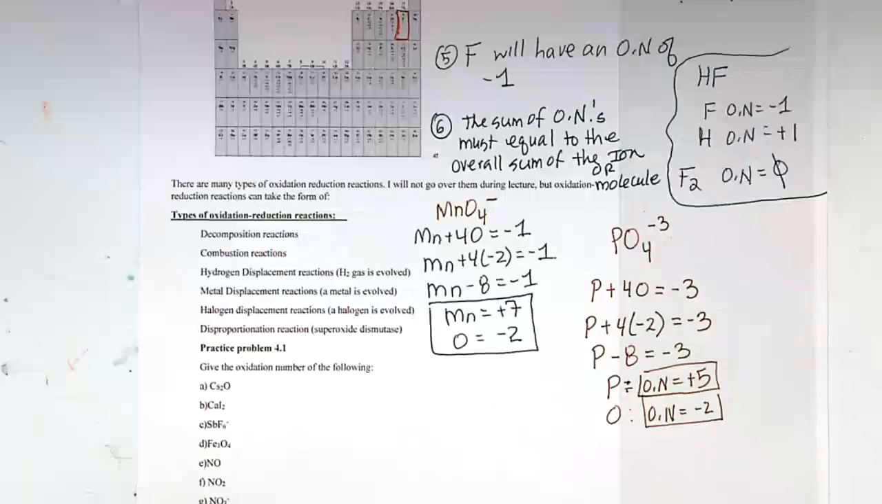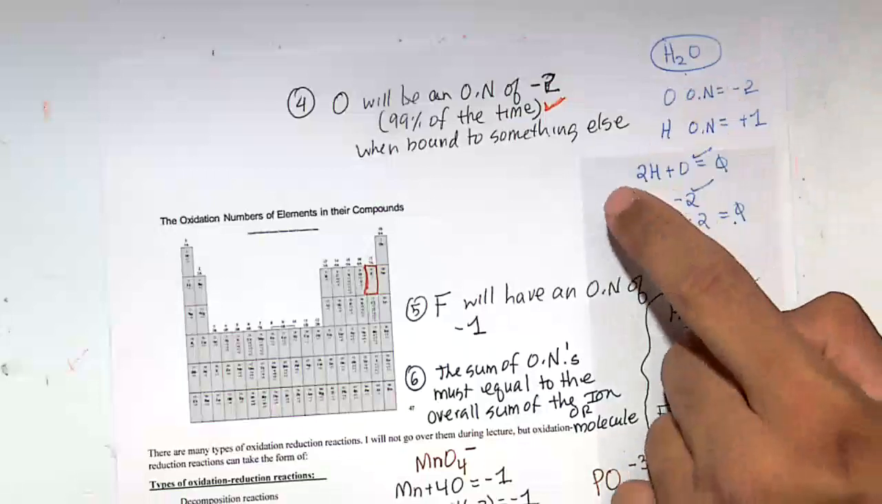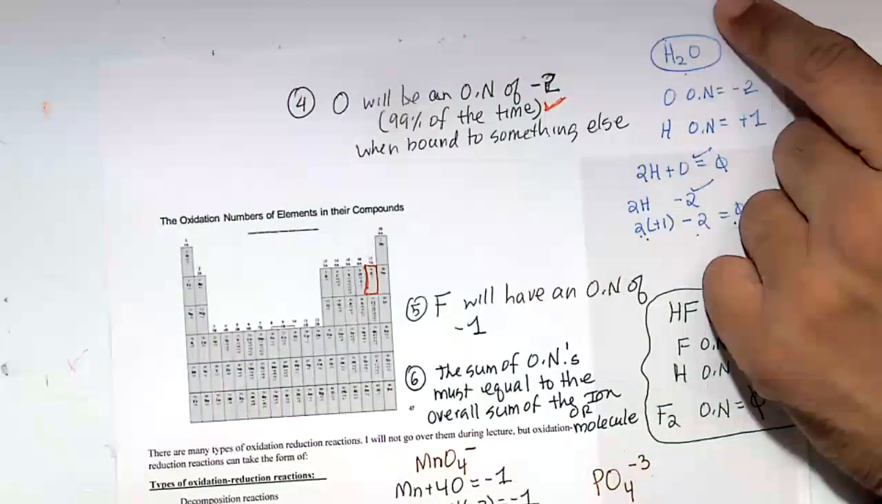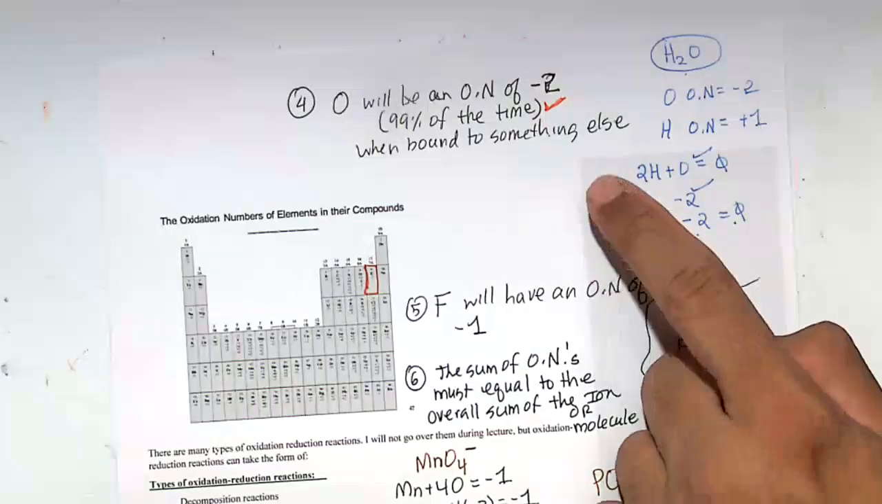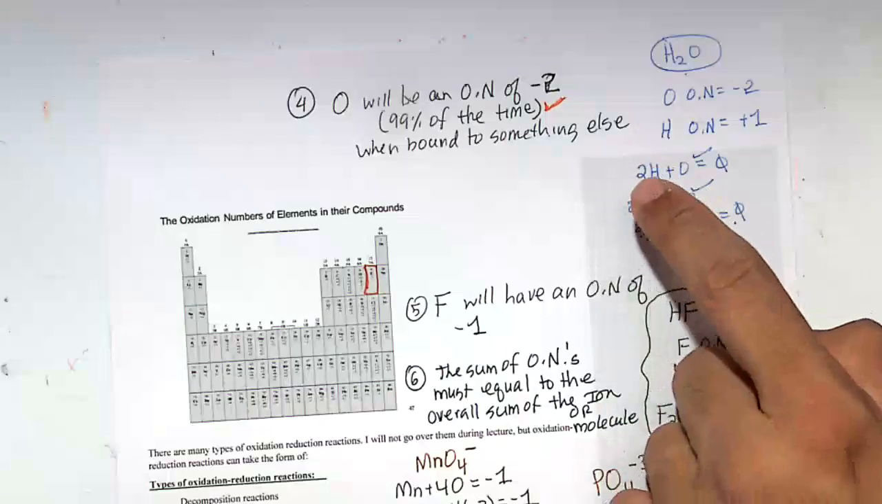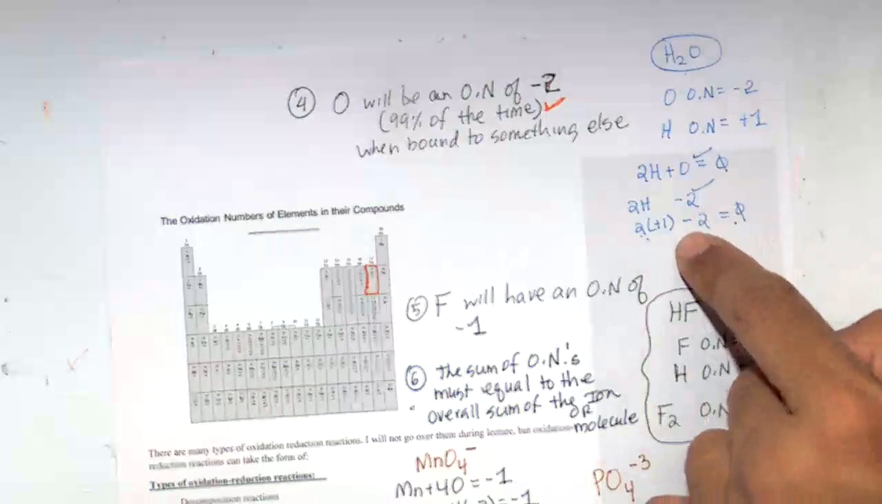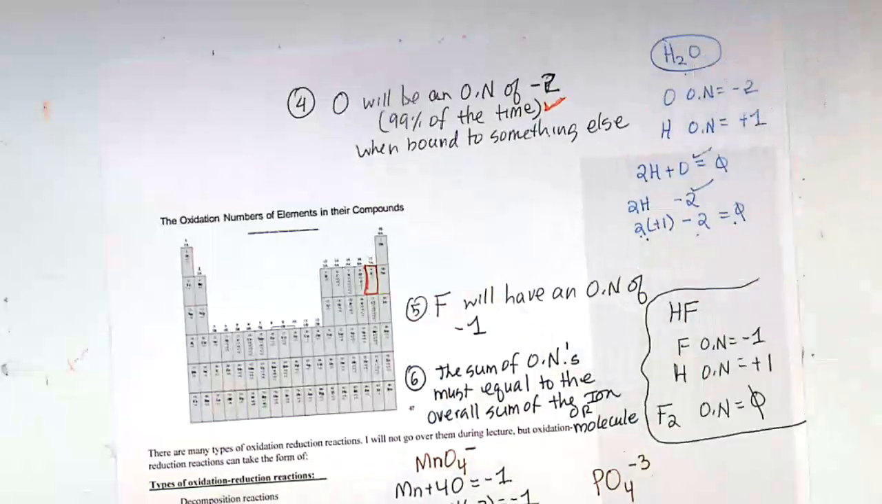So the sum, okay, just like water. Remember this one, Gerardo? We did this as a class together. 2H plus oxygen is equal to what? 0, because there's no charge. Okay, so hydrogen is going to be plus 1, oxygen is minus 2. You notice all the oxidation numbers add up to 0 because the whole water molecule is 0.